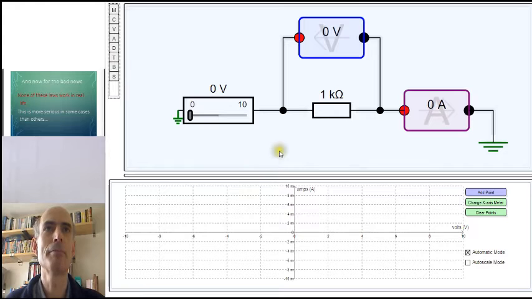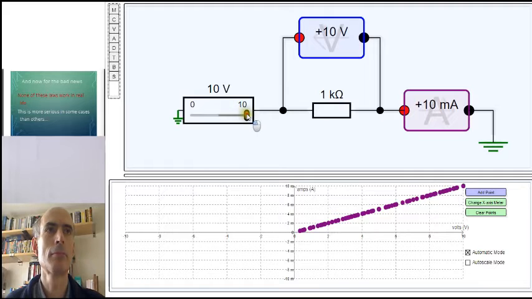Let's see what happens. Yes, looks like it works. All of these points lie on a straight line, so the voltage across the component is proportional to the current flowing through the component. Things are looking good for Ohm's law.